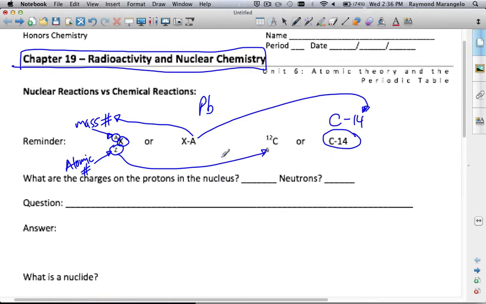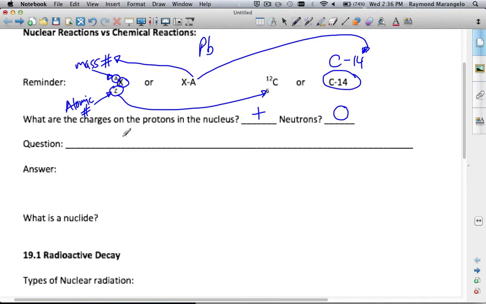What are the charges on the protons in the nucleus? Obviously, you guys know that it's positive, and the neutrons are 0. So here's a question for you. Why do the protons not separate? Because they're all positively charged, right? And you know from playing with magnets as a kid that like charges repel and opposite charges attract.